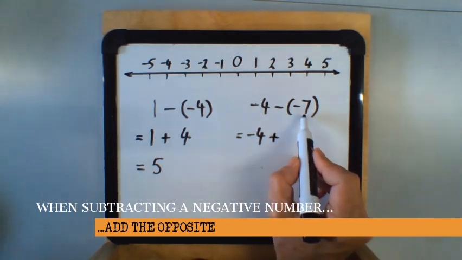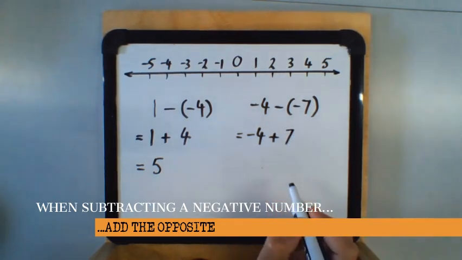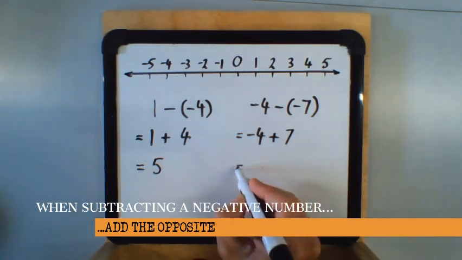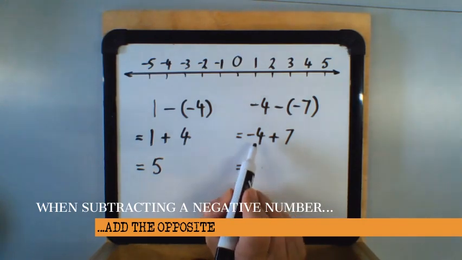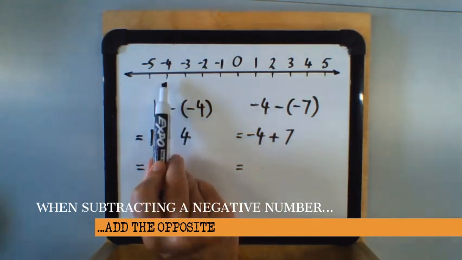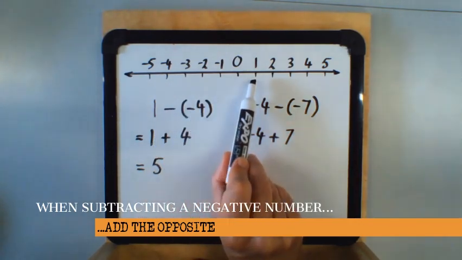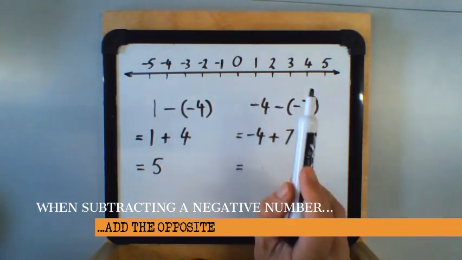What's the opposite of minus 7? Well, the opposite of minus 7 is 7. So I've really got minus 4 plus 7. So if I start with minus 4 and I go up 7, 1, 2, 3, 4, 5, 6, 7, I arrive at 3. So minus 4 plus 7 is 3.